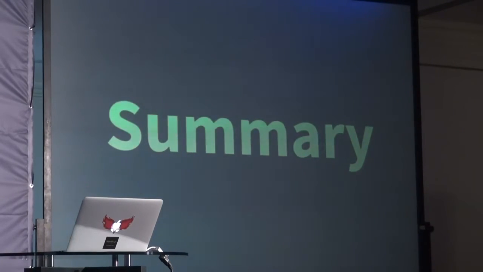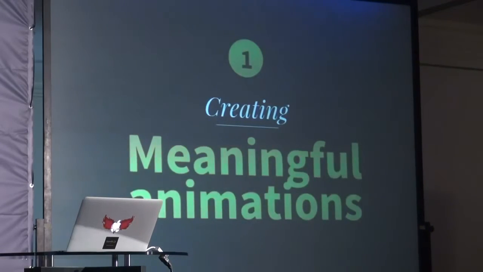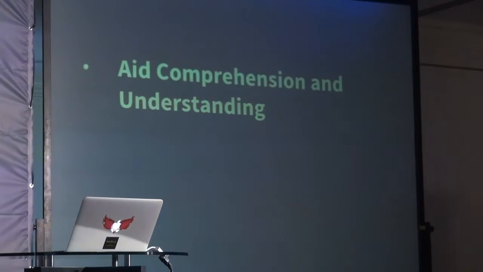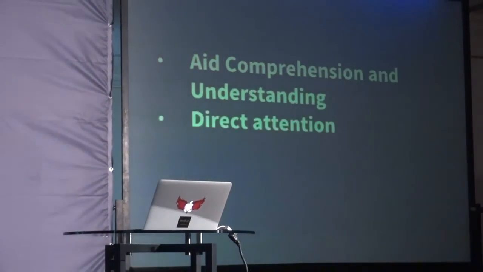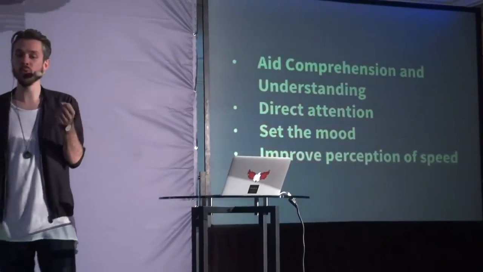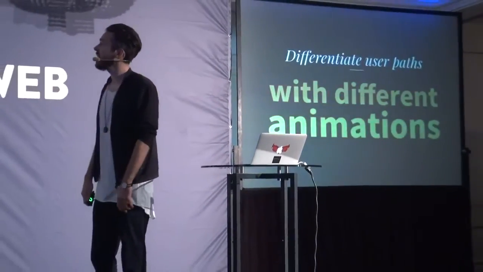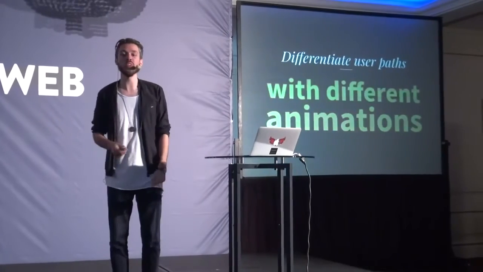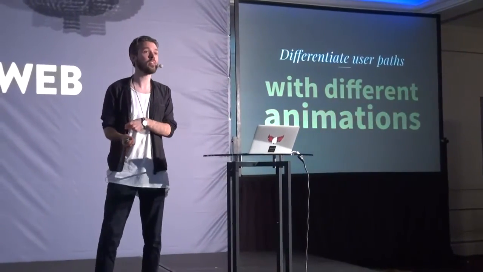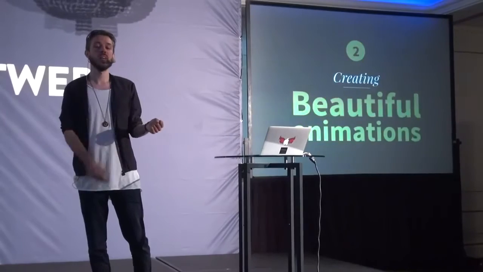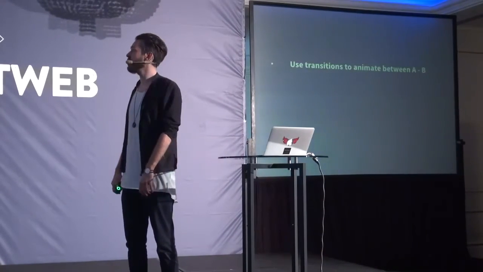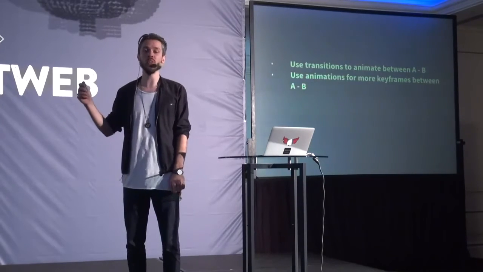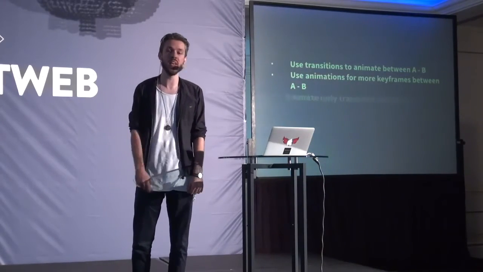To summarize, today we've been talking about creating meaningful animations. We do that by making sure they're either aiding comprehension and understanding, directing attention, setting the mood, or improving the perception of speed. And while we do that, we make sure that we differentiate user paths with different animations. Then we talked about creating beautiful animations, and when we do that, we use transitions to go between A and B. We use animations for more keyframes between A and B.